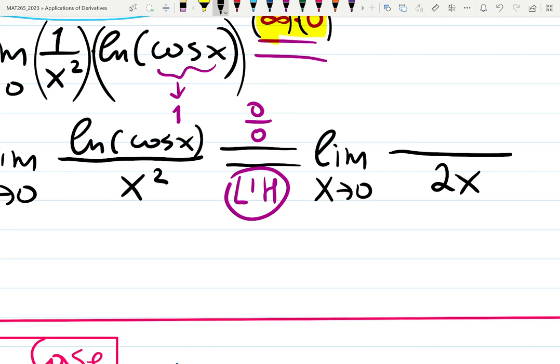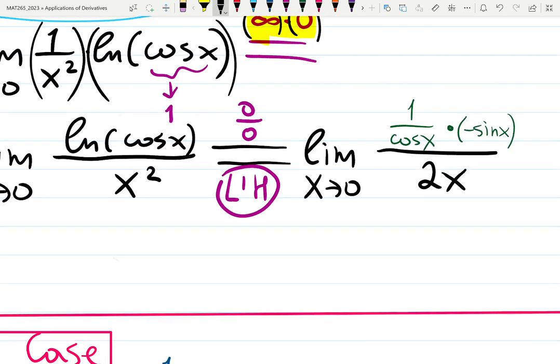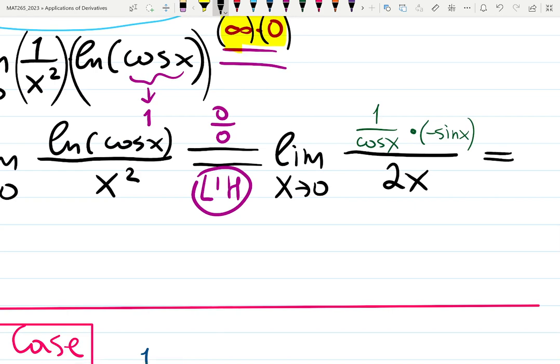So it's 2x, and now we're checking your knowledge of derivatives. All those kinds of derivatives are on the test everywhere. ln of u gives you 1 over u, and then times u prime, the derivative of the function inside, minus sine x. Looks horrible. Let's see if maybe it's fine.